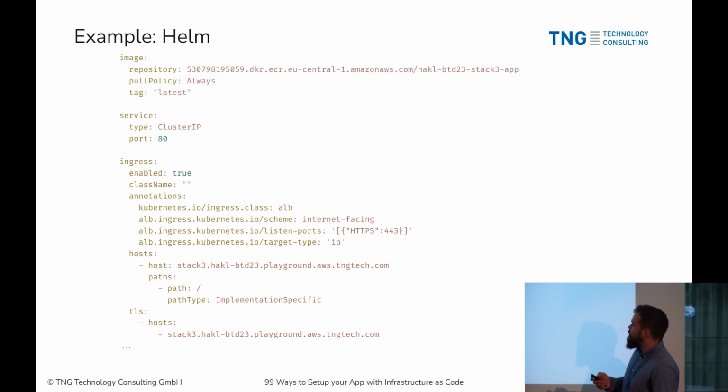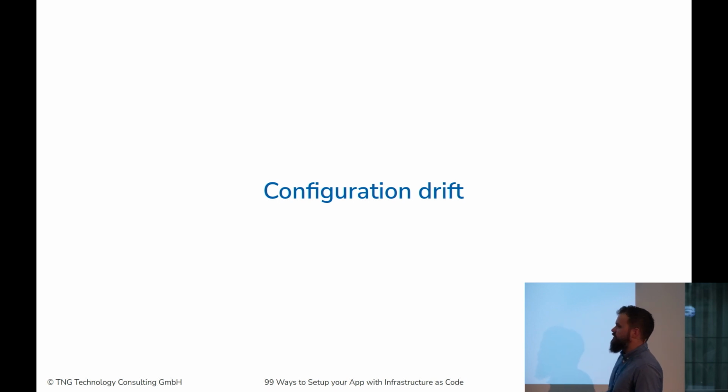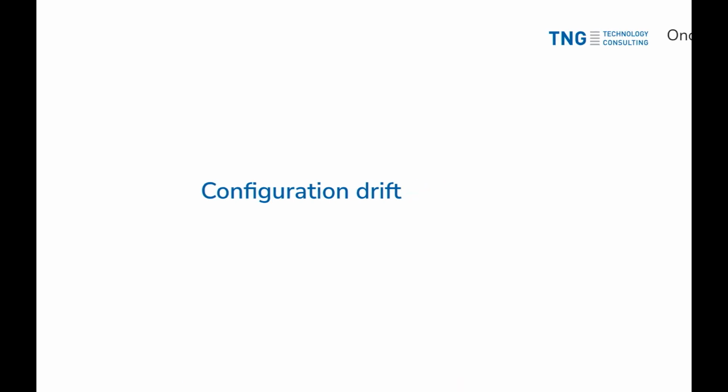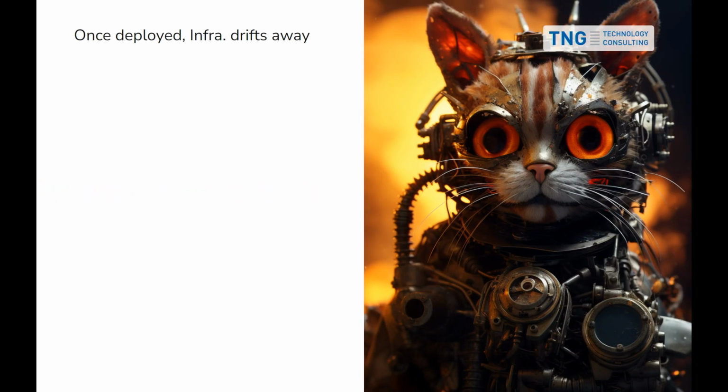Okay, so with this being said, we can go back to the configuration drift. When talking about configuration drift, we need to have a look again at our cat. Previously it was a super nice RoboCat, a bunch of RoboCats, and now it's a maniac RoboCat, because it drifted away. This is what we need to be aware of and what we need to face.